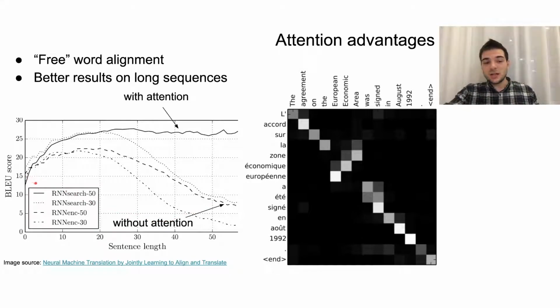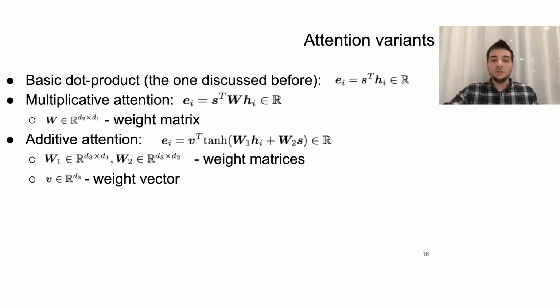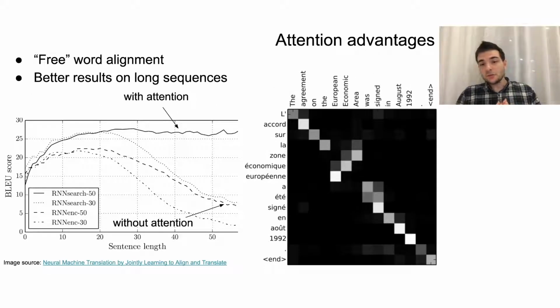But when attention came into place, we can see that the quality of translation stopped degrading when we increase the length of the sequence, because now we have no bottleneck at all. The decoder can attend to all the positions in the encoder at every step, and that's not a problem. That's the property of this architecture.